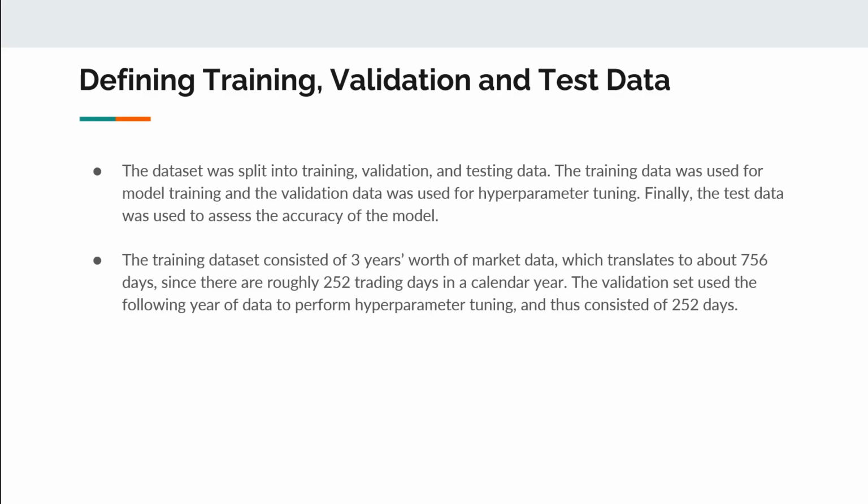The training dataset consisted of 3 years worth of market data, which translates to about 756 trading days, since there are roughly 252 trading days in a calendar year. The validation set used the following year of the data to perform hyperparameter tuning and thus consisted of 252 days.